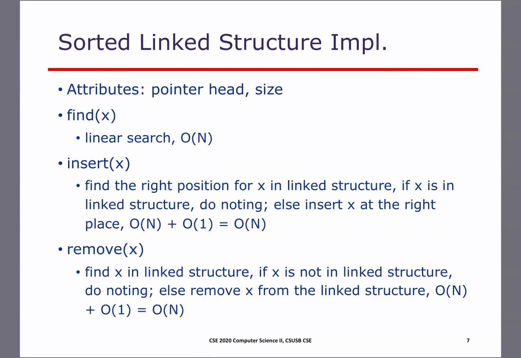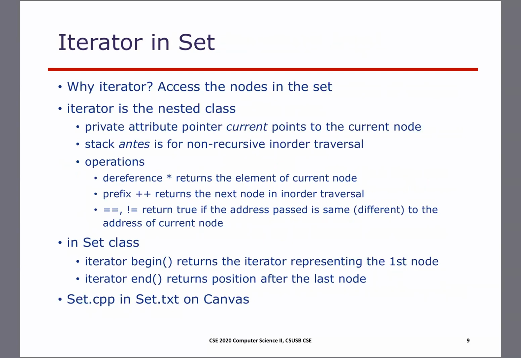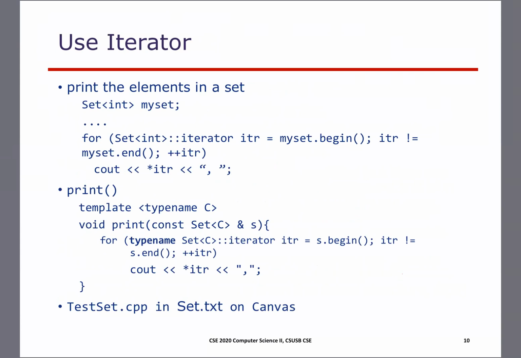Okay, we define the iterator in the set class template. Now, to use the iterator, we can define the function. This is a non-member function. This is a function template, and the type name is C. This is the print function, and we pass the set object to this print function. This function uses a for loop with an iterator.